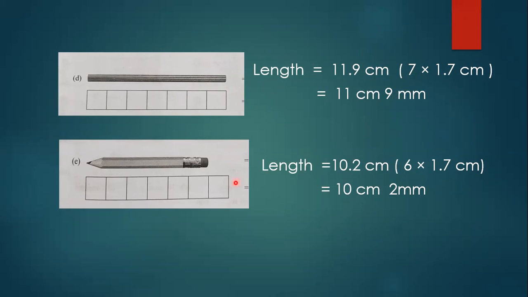Now we will see the last question of question number 3. Again, it is a pencil and the length is 1, 2, 3, 4, 5, 6 blocks. So the length of this pencil is 6 into 1.7 centimeter. 17 sixes are 102. So keeping the decimal point, it will be 10.2 centimeter. And 10.2 centimeter is equal to 10 centimeter and 2 millimeter.